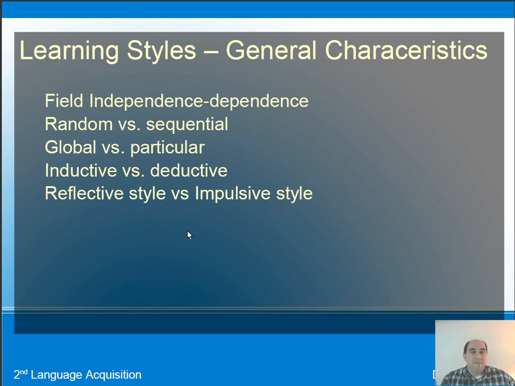Versus the impulsives, who are more relying on their emotions or on the event, and they just go. That's their type of learning style. So you've got these two poles, and most people are somewhere in the middle. They may be field dependent, but they're deductive. There may be different types of things going on here. Everybody's is different.